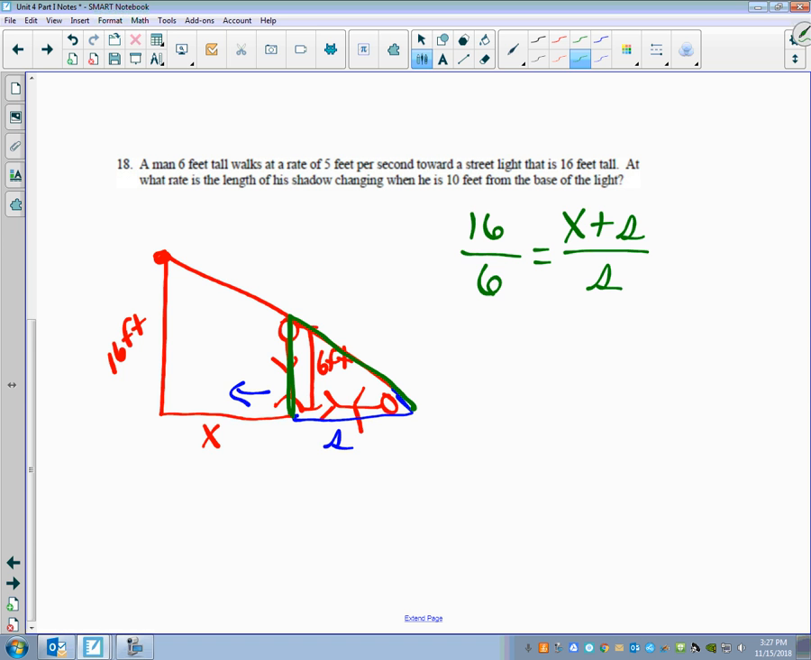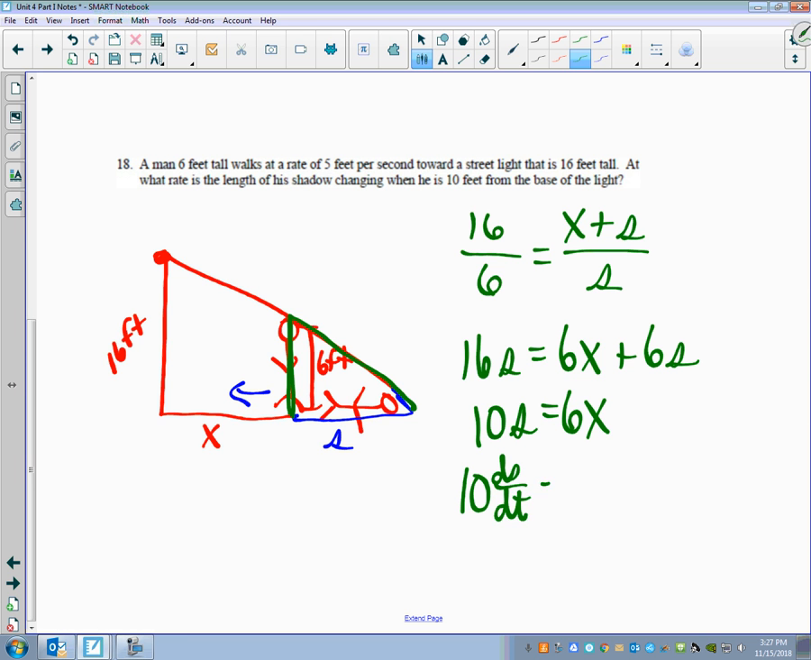And so then I could solve it. I could say 16S equals 6X plus 6S. And I could even subtract 6S over to say 10S equals 6X. And then when you take the derivative of that, you get 10 dS over dt equals 6 dX over dt. And I could have divided that out as well. But to me, the hard part of that is setting that problem up. And then now you can just plug in the values.